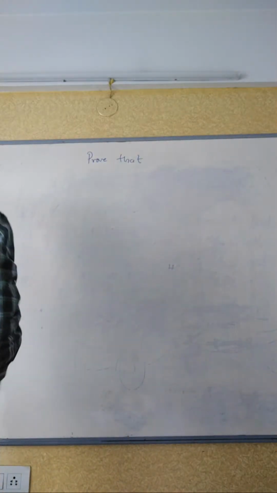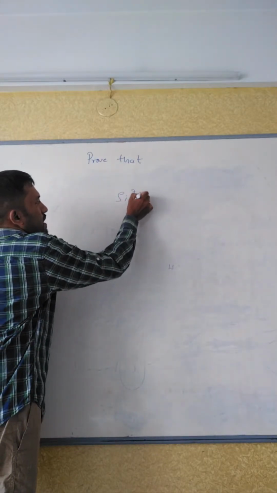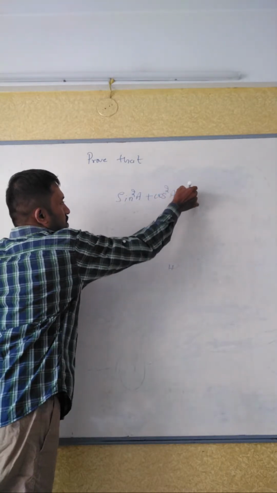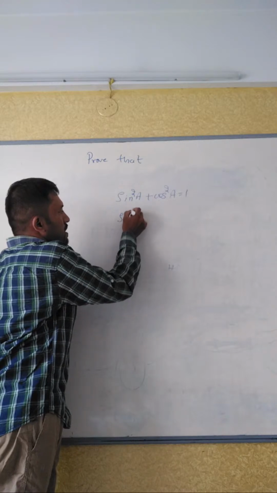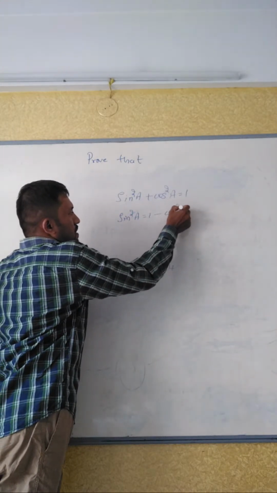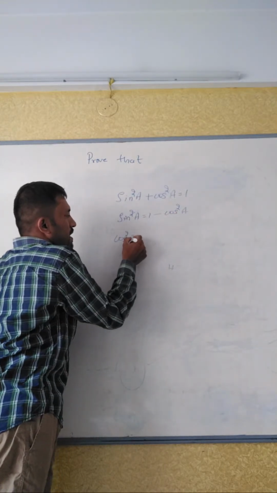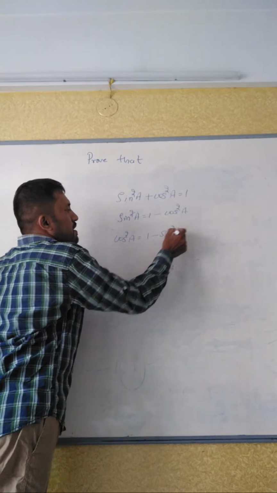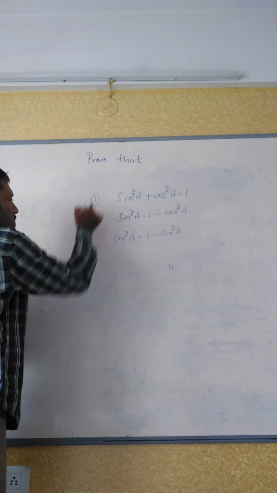Basically you should be thorough with all the three identities, which is sin square a plus cos square a is equal to 1, which can be reframed as sin square a is equal to 1 minus cos square a, or cos square a is equal to 1 minus sin square a. Similarly, we have two more identities. This is the first principle.